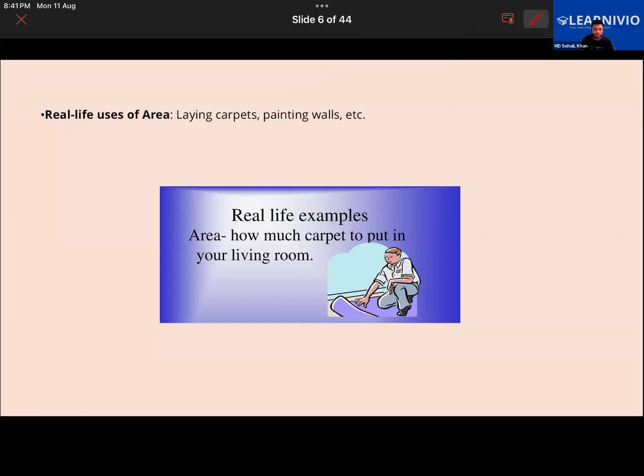Now you have to purchase carpet for your study room. Will you just randomly buy any size carpet, or does it have to be equal to the size of the floor of your room? So first you will find out the area of your floor, and then you will tell the shopkeeper, I need exactly carpet of this size.